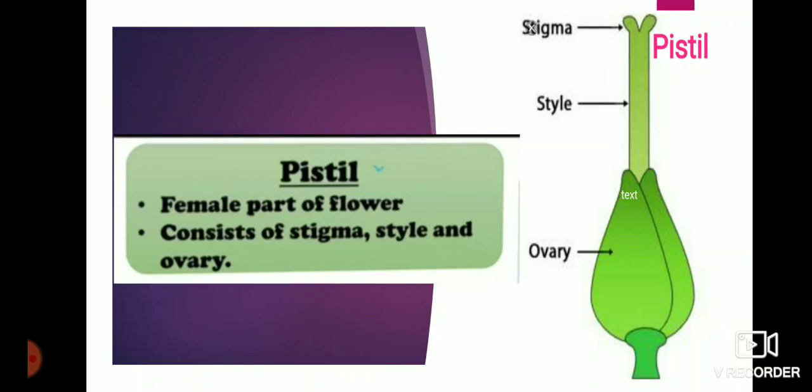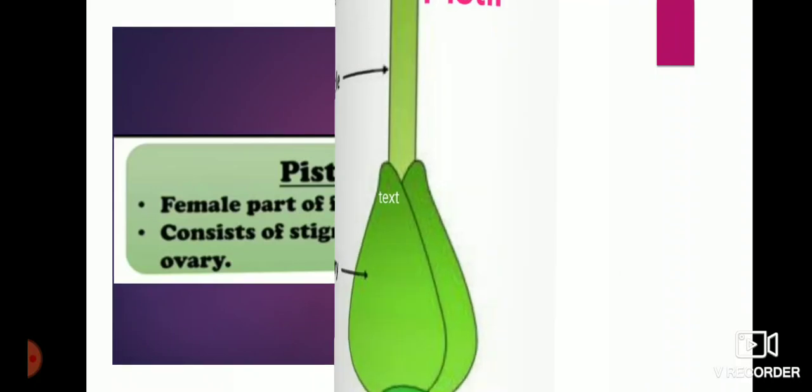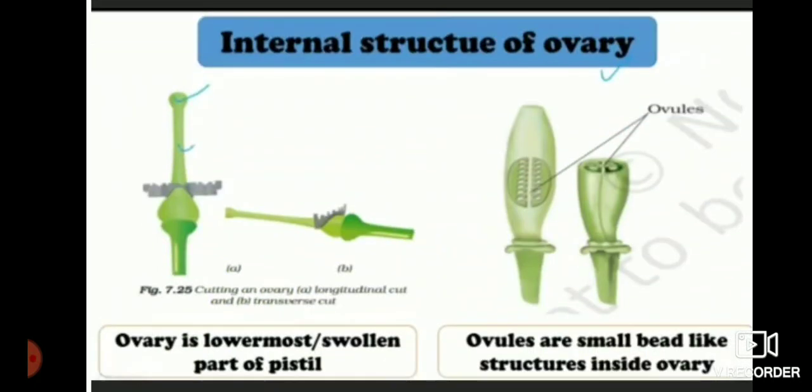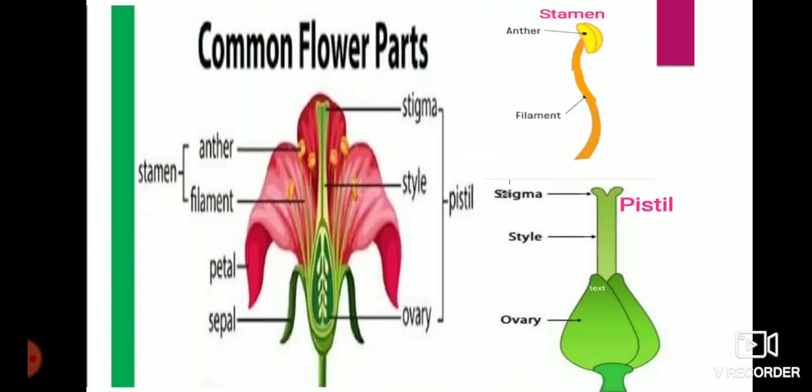And now we can see the cross section of ovary. When we cut the ovary in longitudinal and transverse ways, we can see ovules inside it. Ovules are small bead-like structures inside the ovary. So that's all about the flower parts. Let us just see them all in a page.